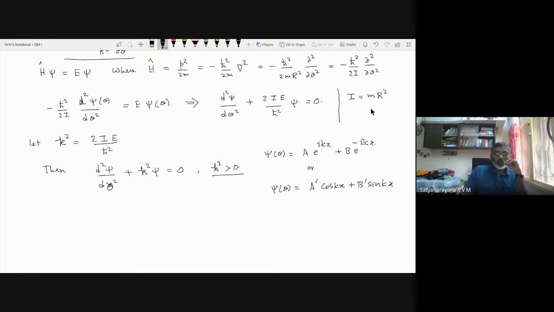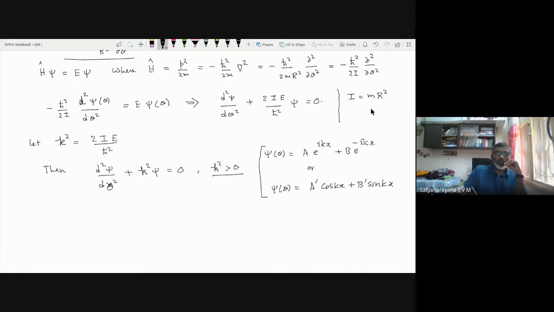Now, a prime and b prime and a and b can be related. This you know already, because e power ikx can be written as cos kx plus I sin kx. These coefficients are in general complex. So there will be some relation between a prime, b prime, and a and b. Now, when we did the problem of particle in a one-dimensional box, we chose a cos kx plus b sin kx because that made the implementation of the boundary conditions mathematically simpler.